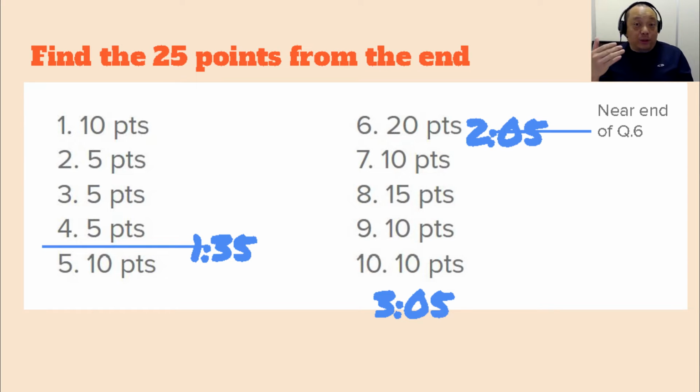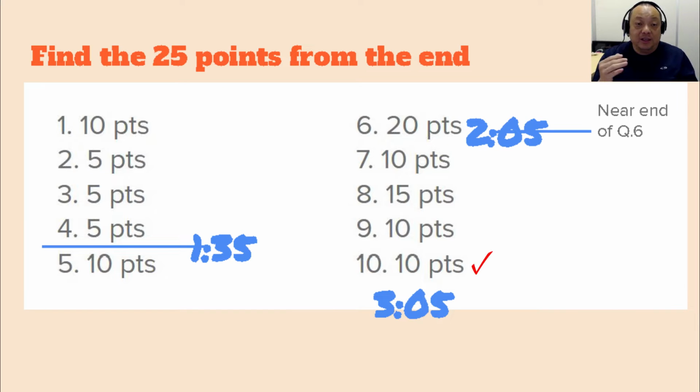We can either add 25 points from the 50% mark, or we can go back 25 points from the end. In this case, though, the 50% mark is inside of question 6. That makes it uncertain how we're going to add the 25 points. Instead, let's subtract 25 points from the end.